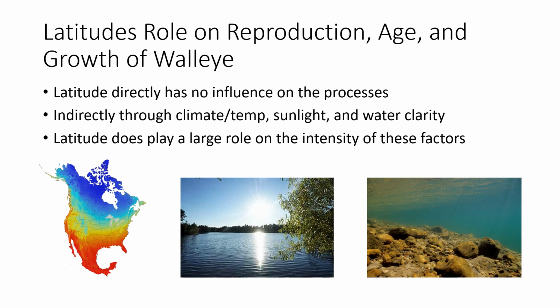Light and water clarity also have impacts on walleye and can be related to latitude. Overall, where walleye are located in terms of latitude can have major impacts on their reproductive, age, and growth success.